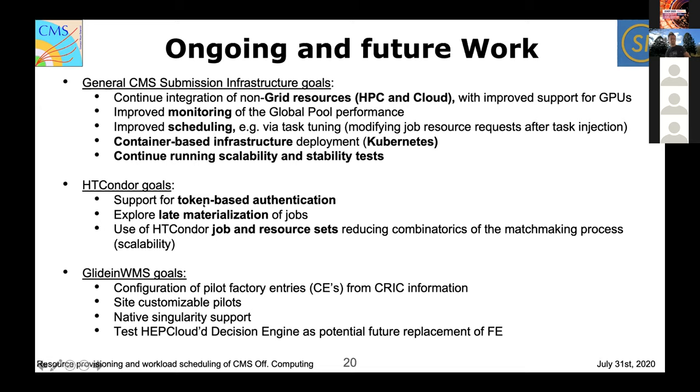It's also interesting for us, the concept of jobs and resources, because this is potentially reducing combinatorics and allowing the infrastructure to grow. GlideinWMS, we continue using Singularity. We have now moved to native Singularity support from GlideinWMS, and it's an important element here to allow the configuration of pilot entries from the CRIC information. So CRIC is the new information layer that CMS has adopted, and we are working on integrating these two elements.